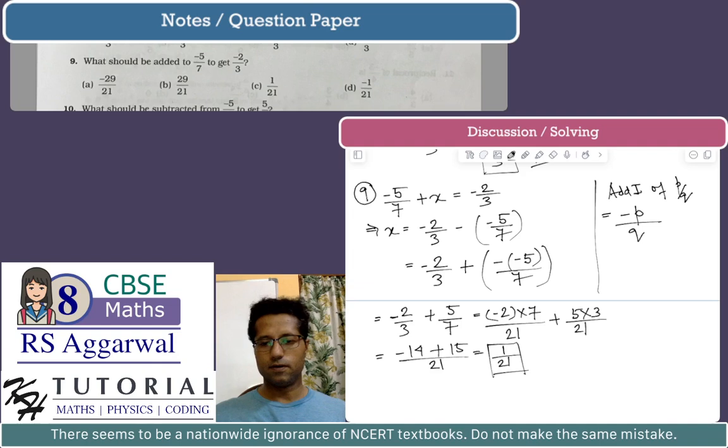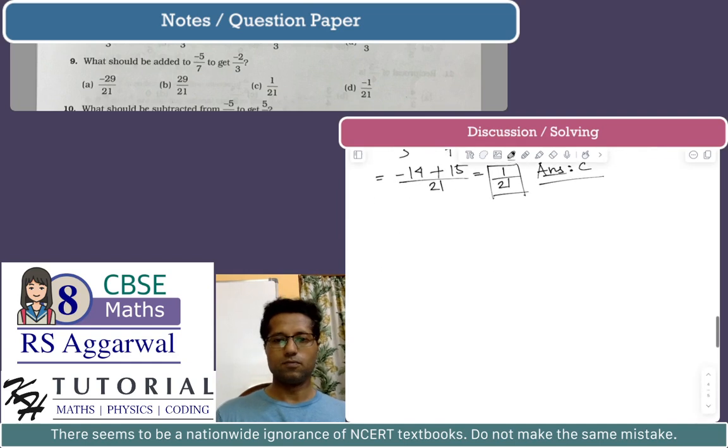So 1 by 21 is the number that we need to add to minus 5 by 7 to give the result minus 2 by 3. So the correct choice is C. C is the correct choice. So let's do problem number 10.